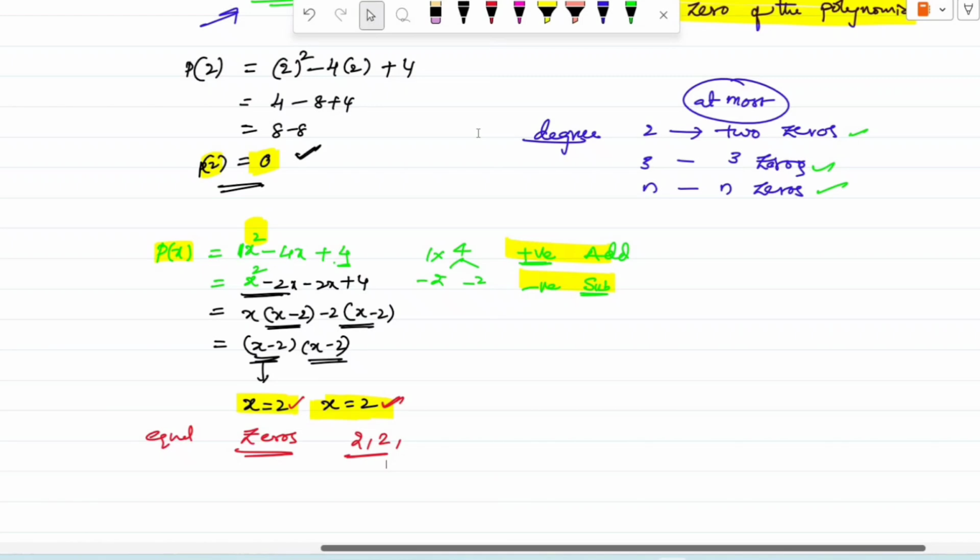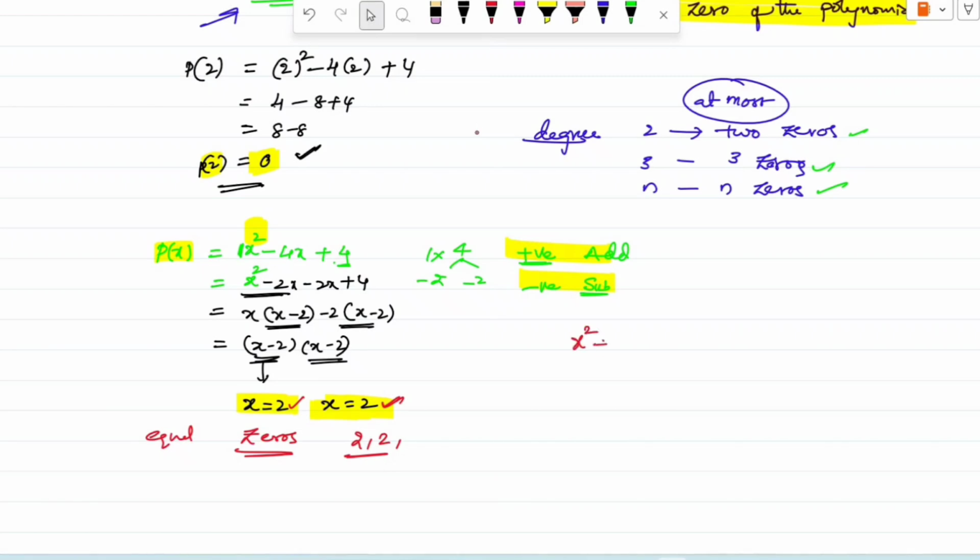And is there any other condition? It doesn't have any roots. For example, you can take x square plus x plus 1. Now we will find the values for this polynomial. If I take p of 1, 1 square plus 1 plus 1 gives 3, so it is not equal to 0. This means 1 is not a zero of the polynomial.